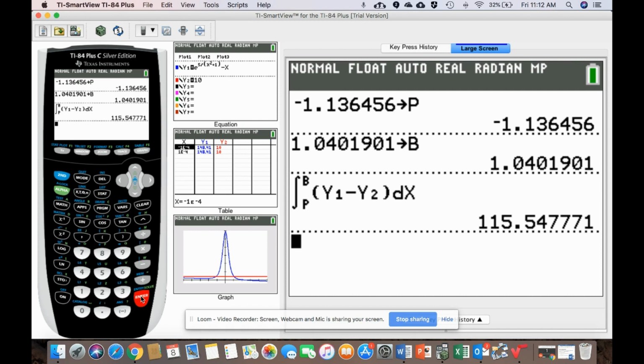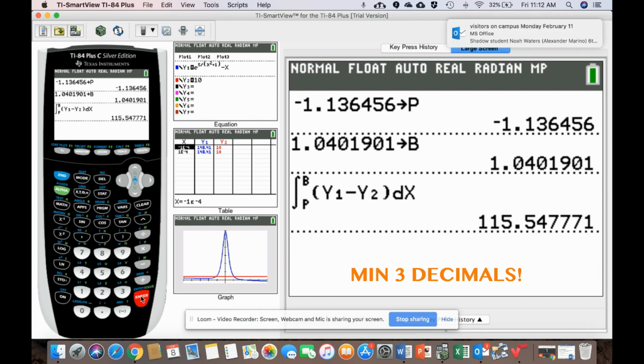Now, of course, if the student likes, he or she may write that entire answer down as their area, or they can round it. Of course, it's a minimum of 3 decimals, right? So we just always want to make sure we are aware of not truncating to the end. And when we do round, we make sure we do a minimum of 3 decimals.